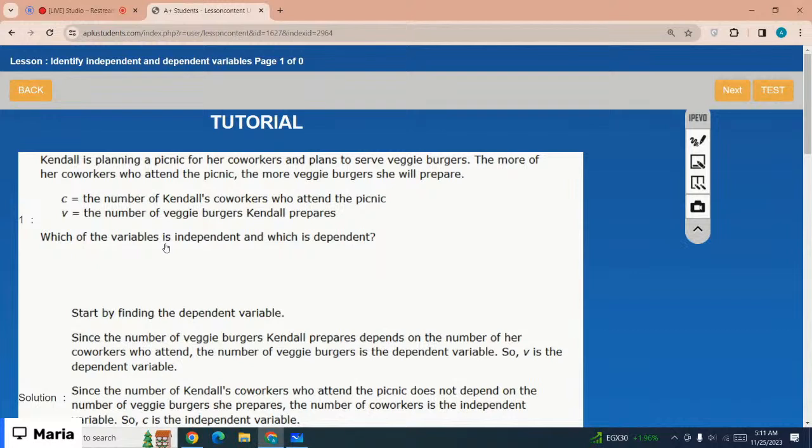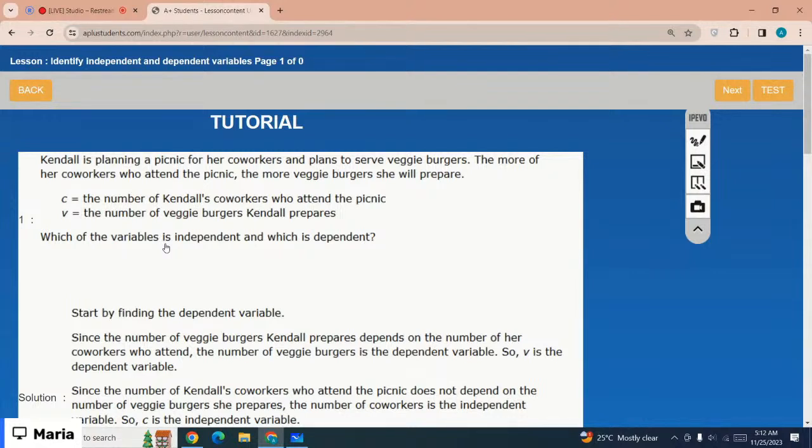Let's understand the question. Kendall is planning a party, so the more workers she has, the more veggie burgers she has to make, right? You have to see which variable is dependent and which is independent. C is the variable that represents the co-workers who attend the picnic, and V is the variable that represents the veggie burgers, right?